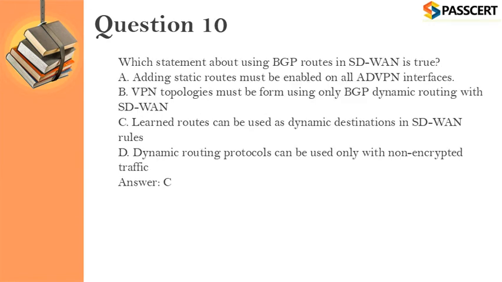Question 10. Which statement about using BGP routes in SD-WAN is true? A. Adding static routes must be enabled on all ADVPN interfaces. B. VPN topologies must be formed using only BGP dynamic routing with SD-WAN. C. Learned routes can be used as dynamic destinations in SD-WAN rules. D. Dynamic routing protocols can be used only with non-encrypted traffic. Answer: C.